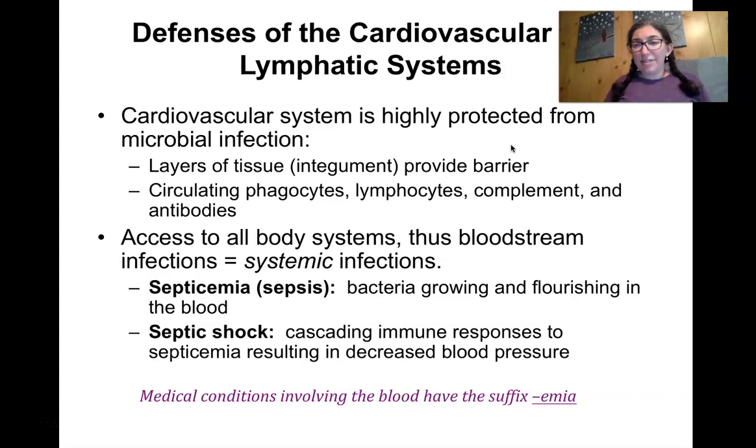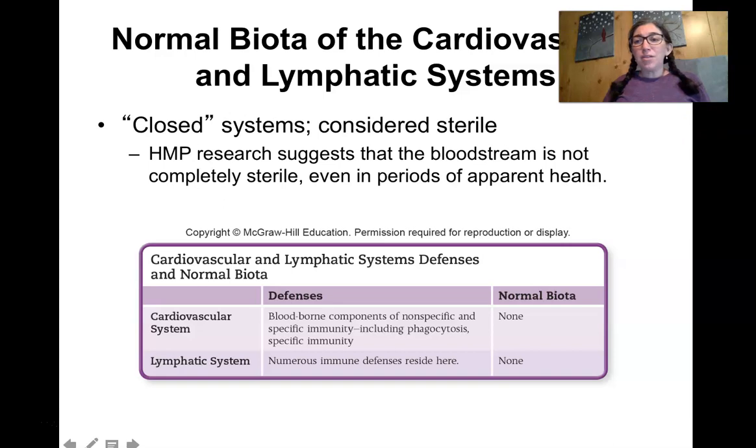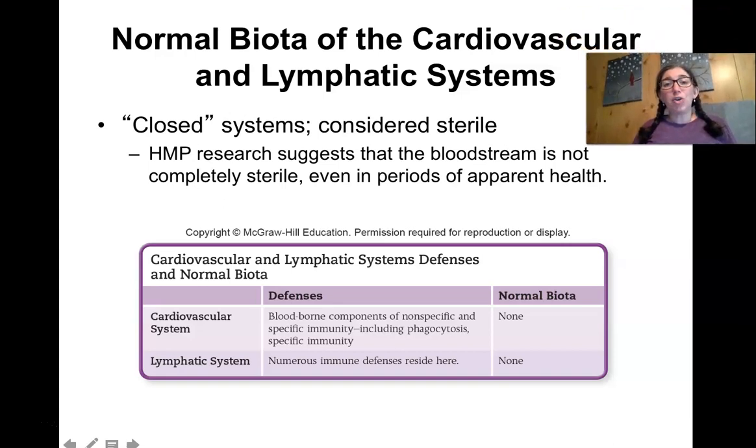So that is the concern with bacteria in the cardiovascular system, in the vascular system, I should say, in the blood. So there are really no known normal flora of the cardiovascular system or the lymphatics. They're considered closed systems that are sterile. I think this is definitely true for larger organisms like bacteria and protists. I don't think there's any normal flora of the blood in that regard.